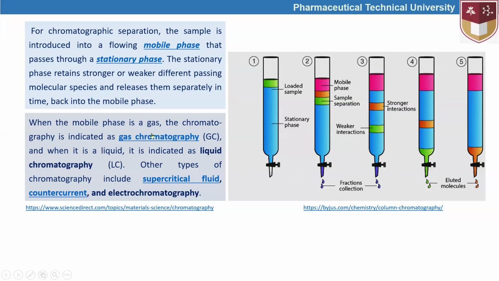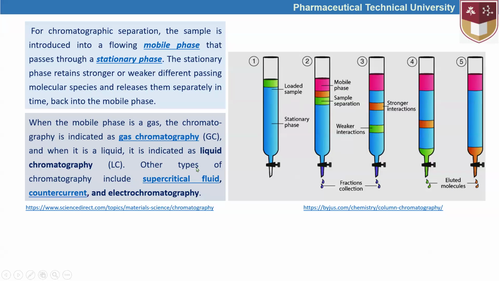Okay, when the mobile phase is a gas, the chromatography is called gas chromatography. When it is liquid, it's called liquid chromatography. In this example, this is a column chromatography in which the mobile phase is liquid, so this is termed liquid chromatography. If the mobile phase is a gas, we call it gas chromatography.